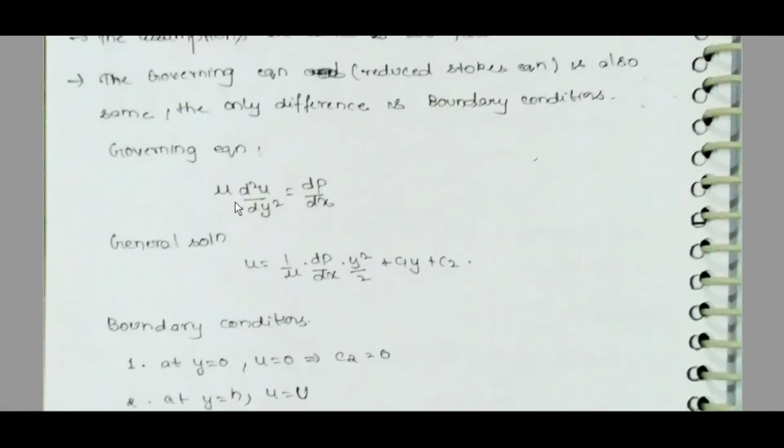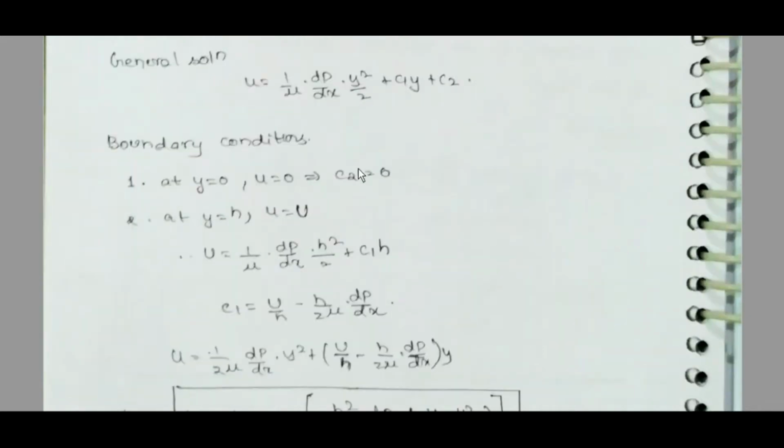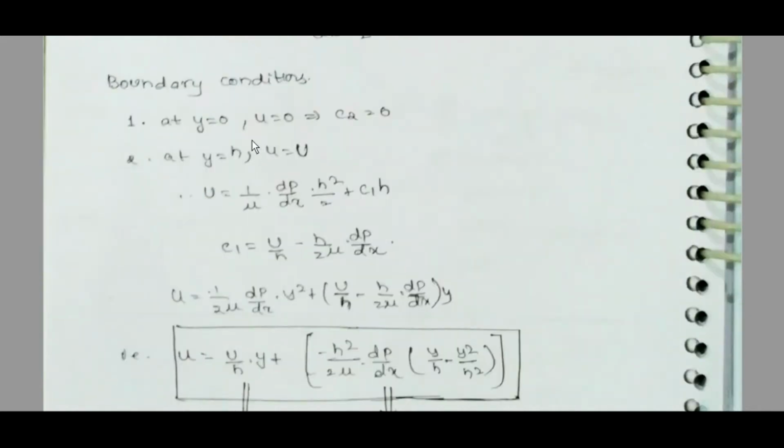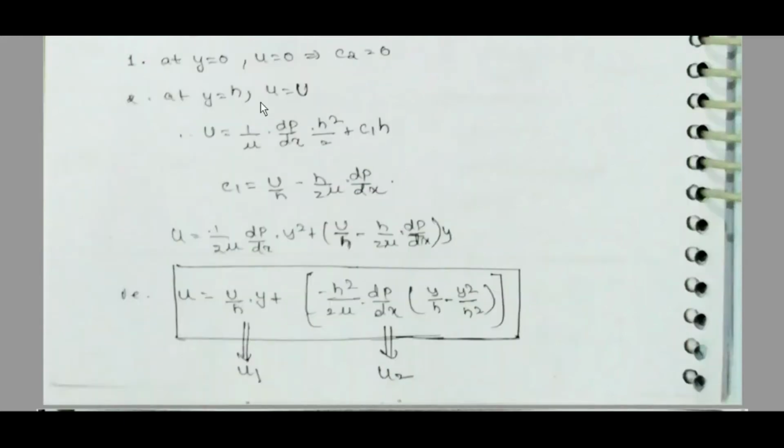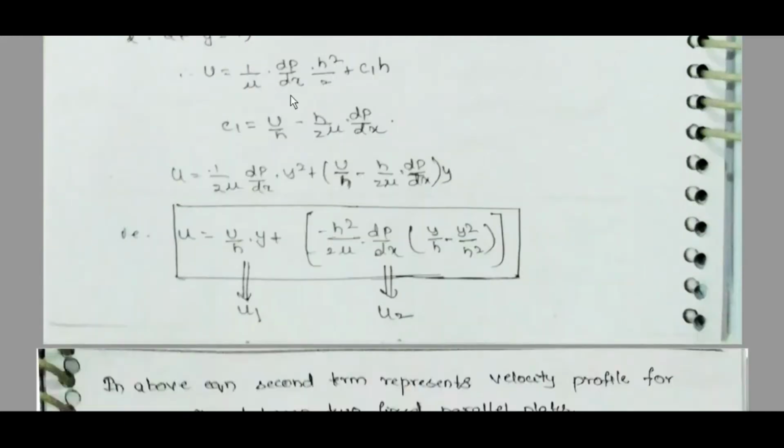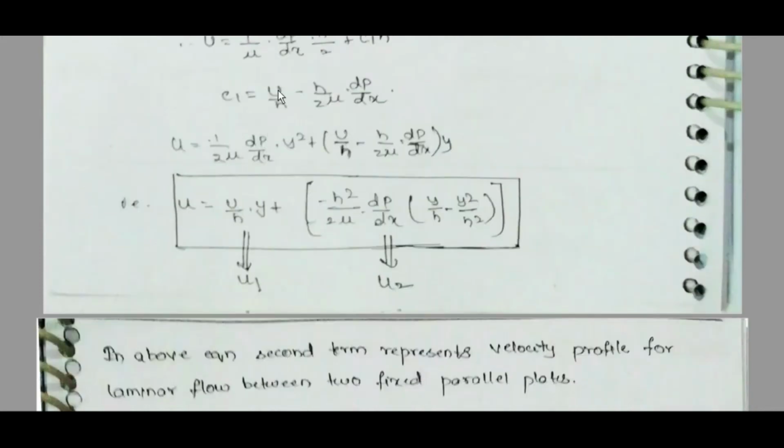Governing equation: mu d square u by dy square is equal to dp by dx. General solution: u is equal to 1 by mu dp by dx y square by 2 plus c1 y plus c2. Boundary conditions: at y is equal to 0, u is equal to 0, so c2 is equal to 0. At y is equal to h, u is equal to U. So U is equal to 1 by 2 mu dp by dx into h square plus c1 h, and c1 is equal to U by h minus h by 2 mu dp by dx.